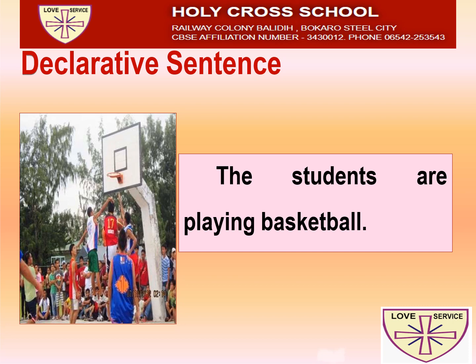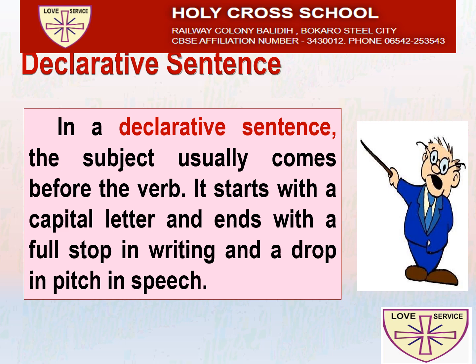Example of the declarative sentences: the students are playing basketball. So any sentence that declares anything or says anything is known as a declarative sentence. In a declarative sentence, the subject usually comes before the verb. It starts, of course, with a capital letter and ends with a full stop.